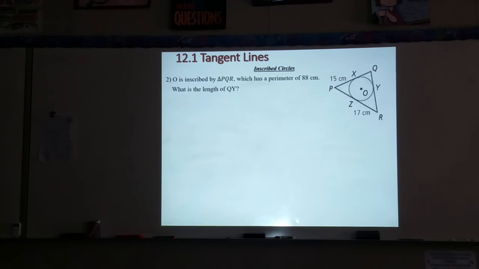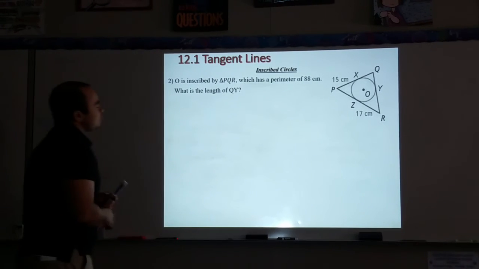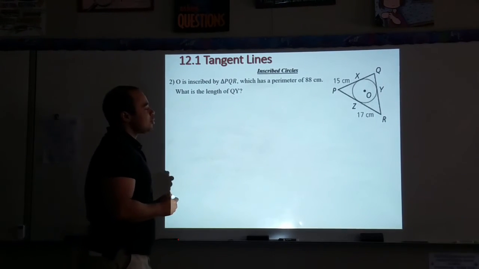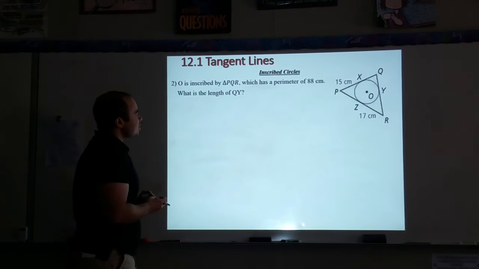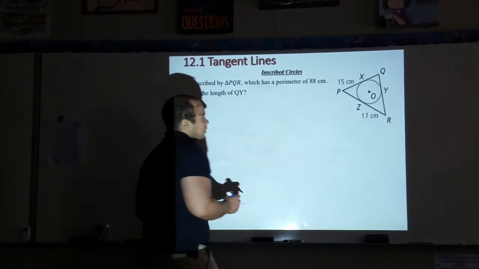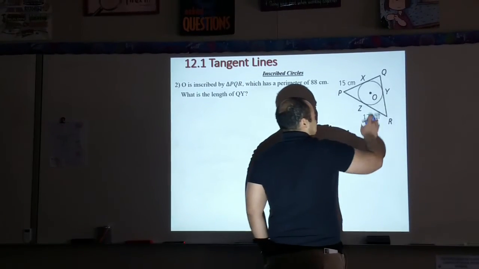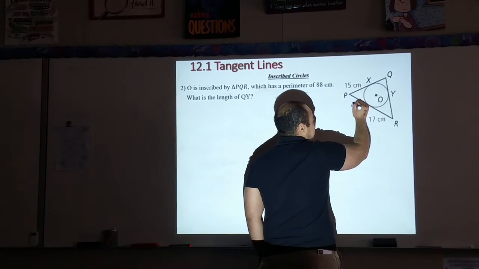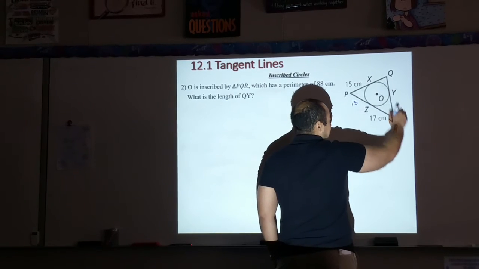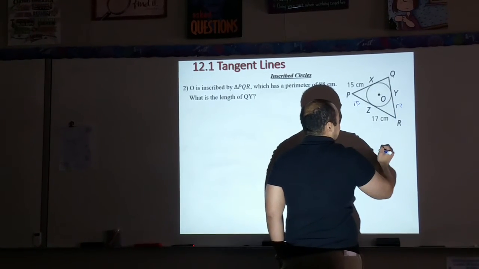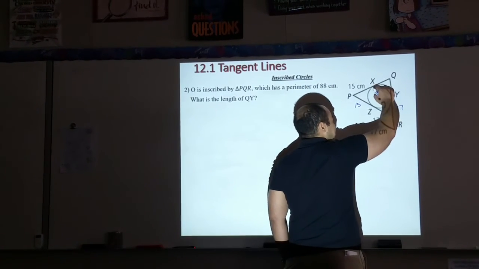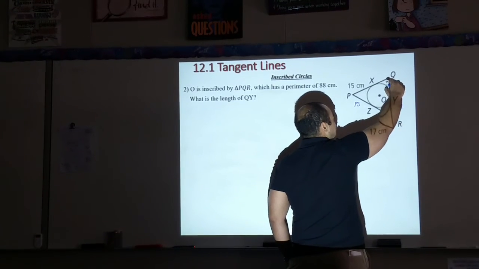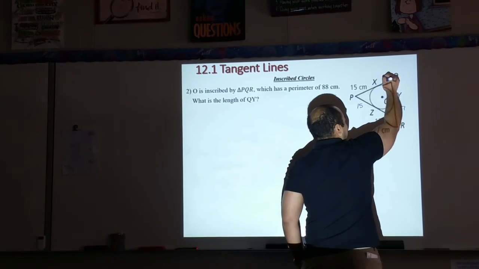Question 2. Circle O is inscribed by triangle PQR, which has a perimeter of 88 centimeters. What is the length of QY? All right, so a couple of things we know here. PX and PZ should both be 15. ZR and RY should both be 17. We don't have any way to tell what QX and QY will be, so let's just let them both be the variable x for right now.